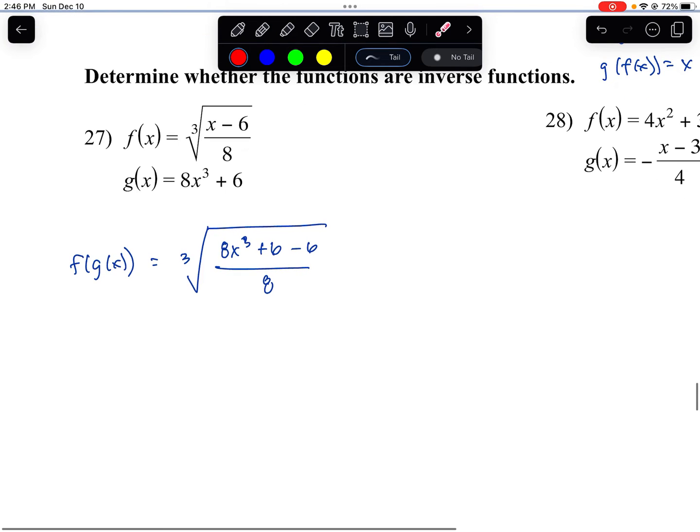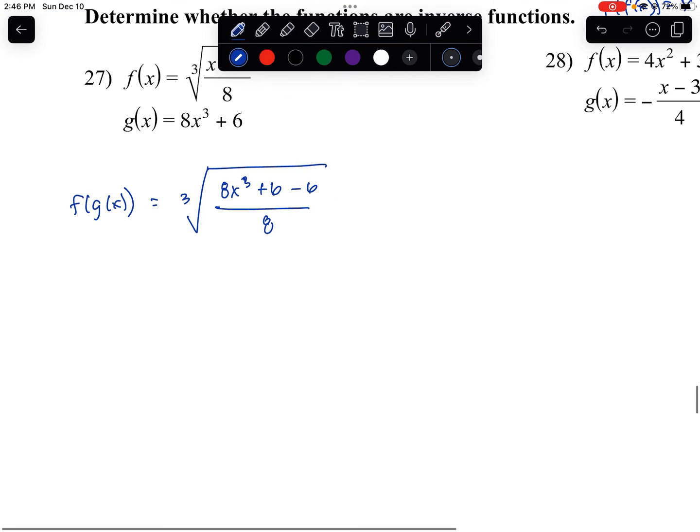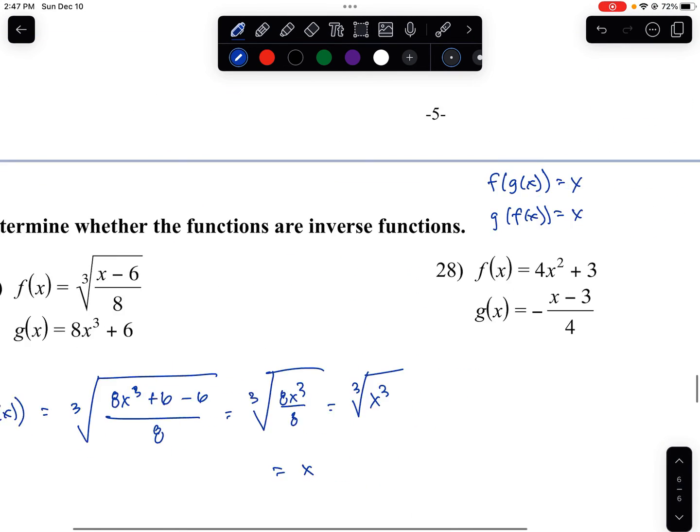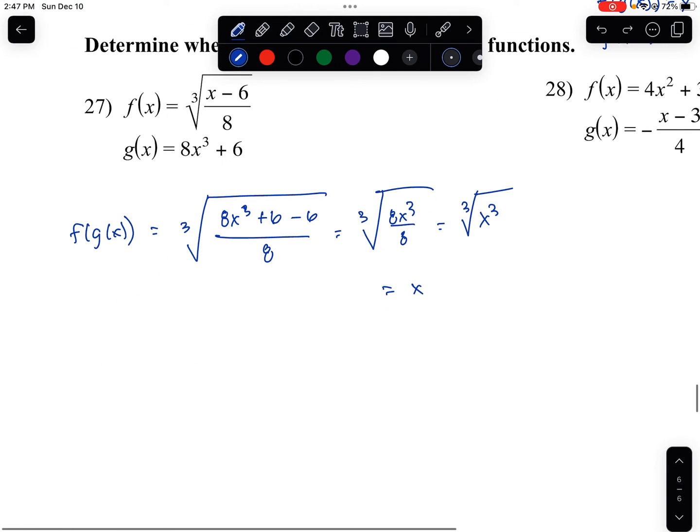Okay, so what I notice here, the 8s cannot simplify first. The 6s have to simplify first. So those would cancel. So this will be equal to the cube root of 8x cubed divided by 8 now. Now the 8s can cancel. So I get the cube root of x cubed, and now the cube root and the exponent will cancel, leaving me with just x. And there you go, we have our first part done, but we also have to show g of f of x is also x.